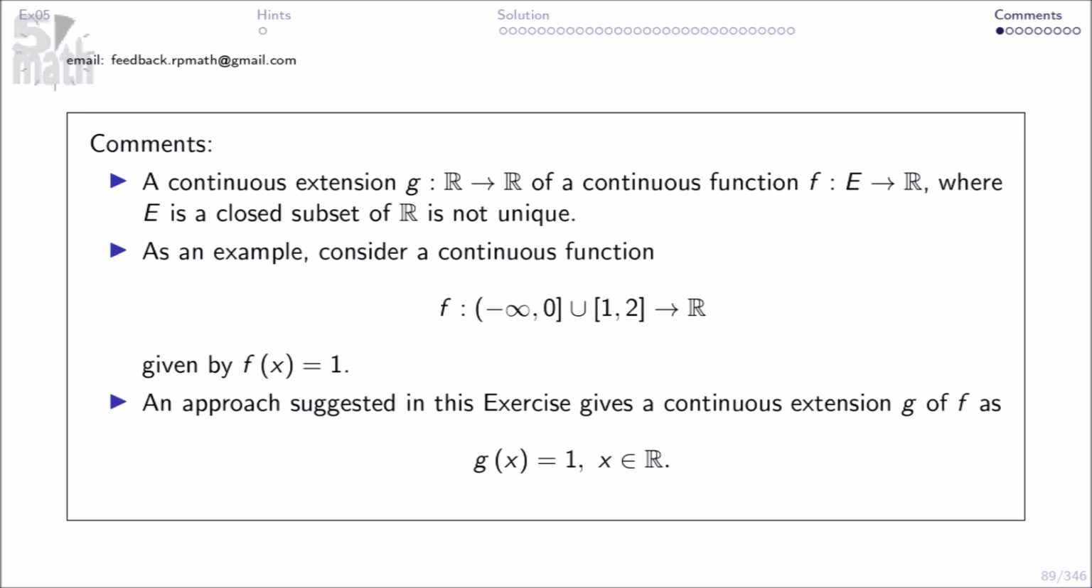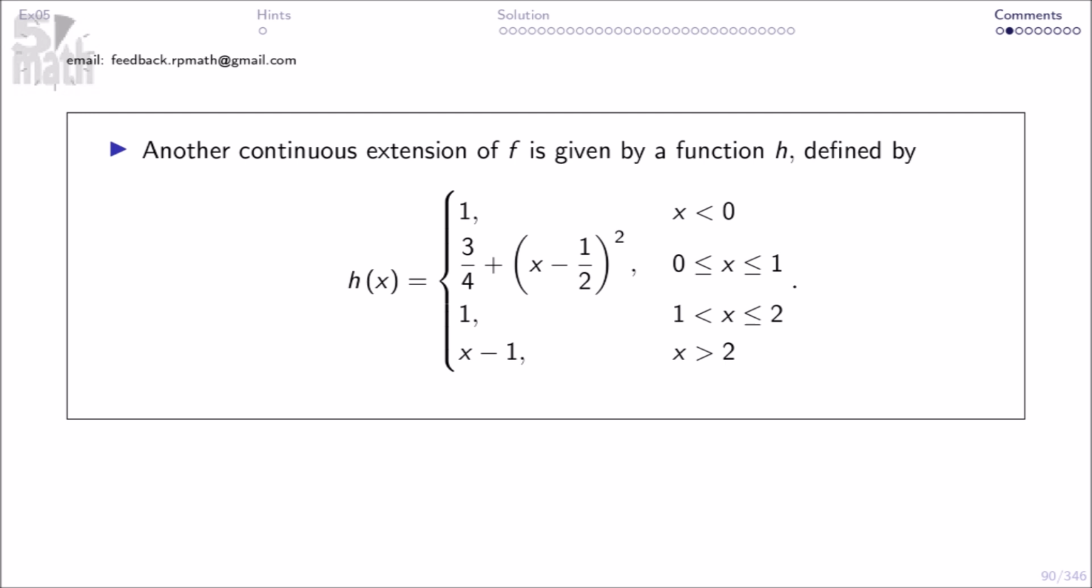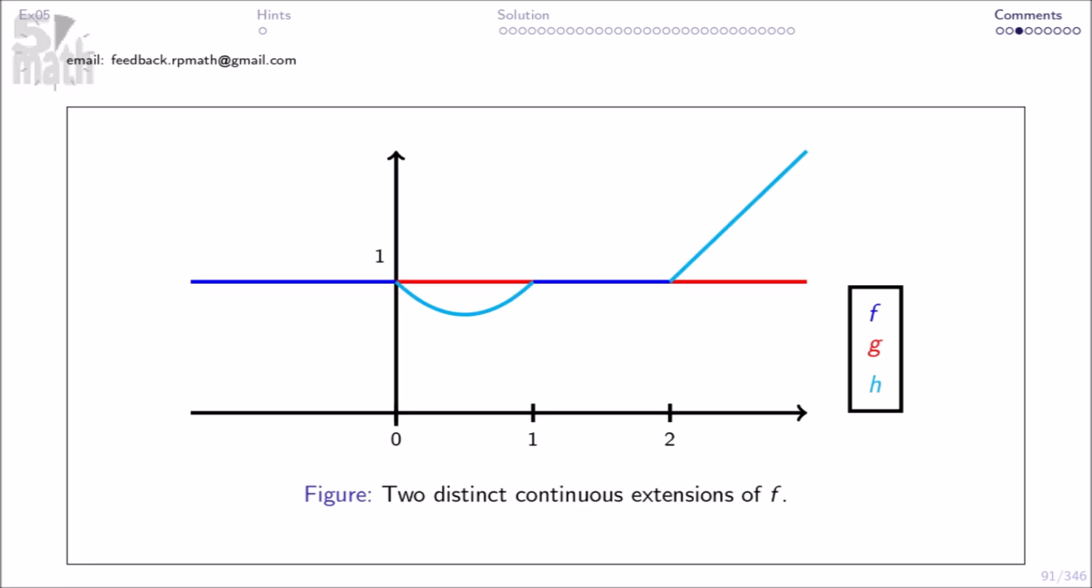Comments. A continuous extension g here of a continuous function f here, where E is a closed subset of I, is not unique. As an example, consider a continuous function f here, given by f of x equals 1. An approach suggested in this exercise gives a continuous extension g of f as g of x equals 1, x element of real number. Another continuous extension of f is given by a function h defined by h of x equaling this. Here is a figure, two distinct continuous extensions of f.